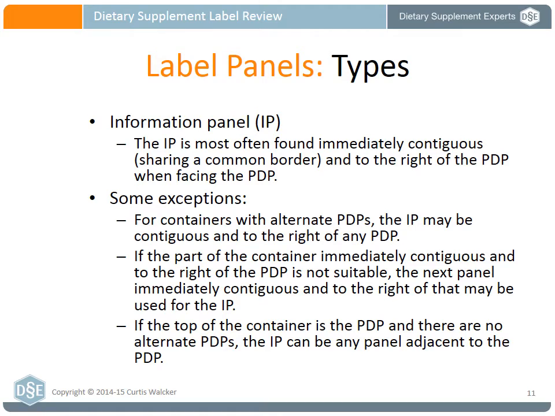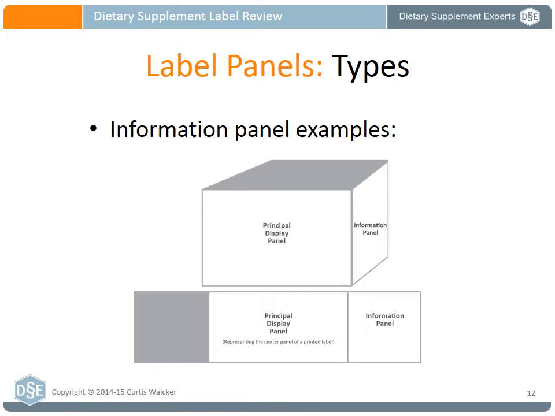The next type of label panel is the information panel, or IP. The IP is most often found immediately contiguous and to the right of the PDP when facing the PDP. There are some exceptions, however. For containers with alternate PDPs, the IP may be contiguous and to the right of any PDP. If the part of the container immediately contiguous and to the right of the PDP is not suitable, the next panel immediately contiguous and to the right of that may be used for the IP. If the top of the container is the PDP and there are no alternate PDPs, the IP can be any panel adjacent to the PDP. Let's have a look at some examples. Here are some examples of some information panels.